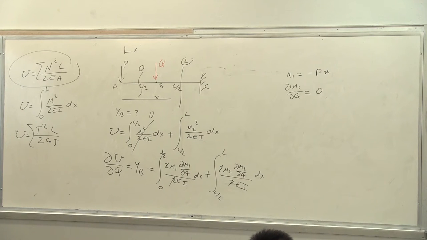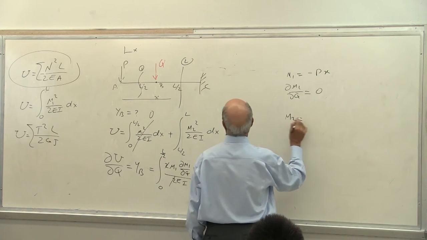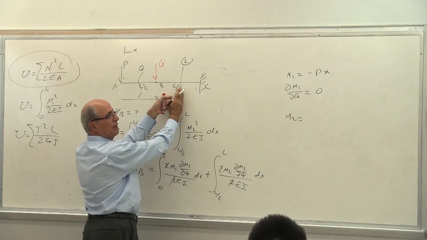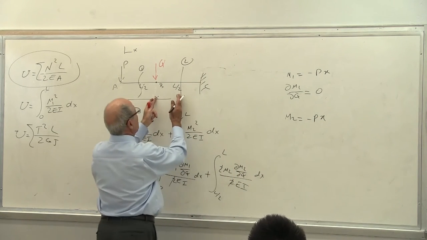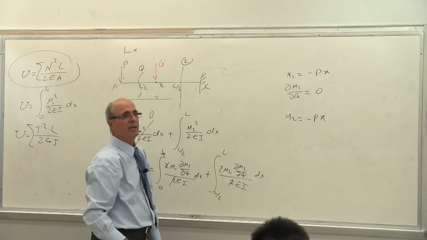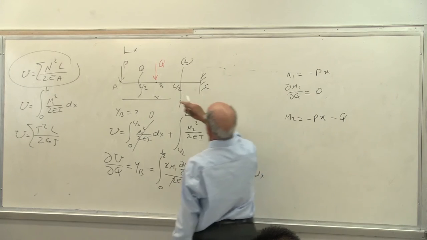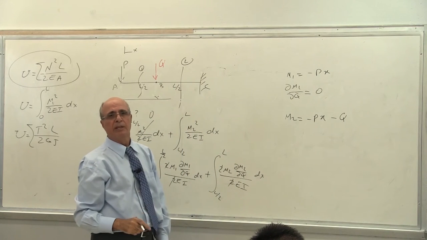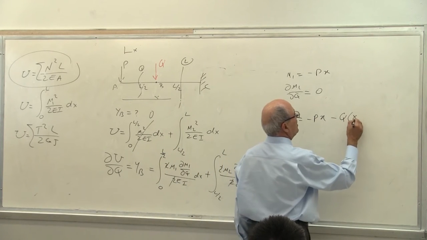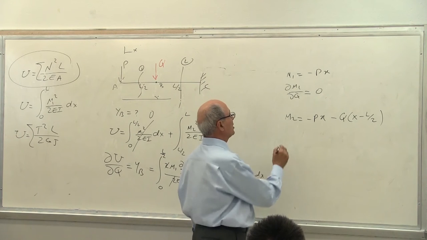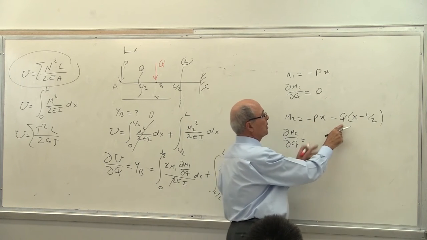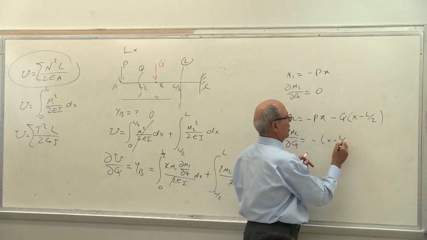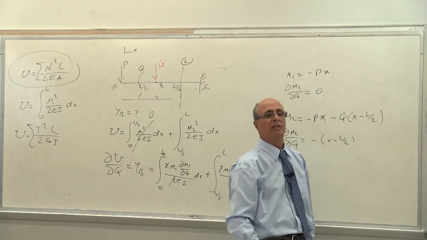Now let's go to M2, because M2 will be dependent on Q, yes or no? So write M2. M2 becomes equal to what? Now you are here. This is your X. Minus PX, the same sign. Is that correct or not? Then Q times this distance, which is X minus what? X minus L over 2. So minus Q, because the action is positive, the reaction of the beam to it is negative. We went over that several times. X minus L over 2. Is that correct or not? Now, what is dM2 by dQ? This part is how much? Zero. This becomes minus (X minus L over 2), because the derivative of Q is 1, so I have to put the rest of it there. Is that correct or not?